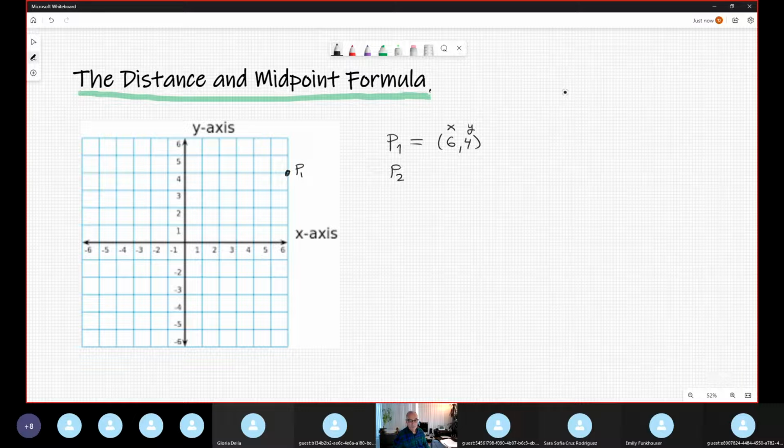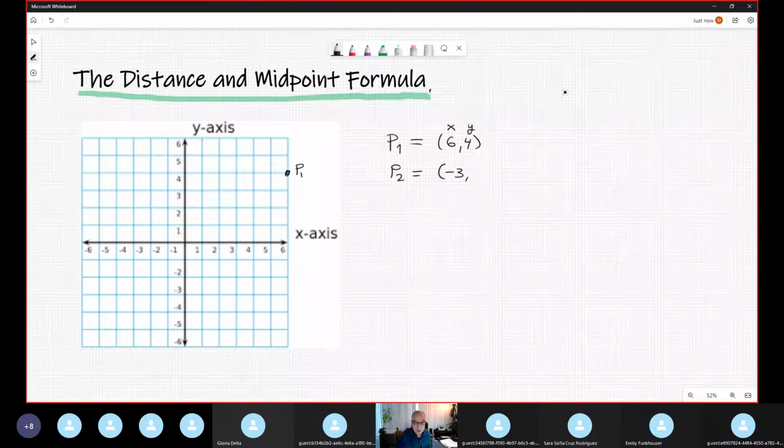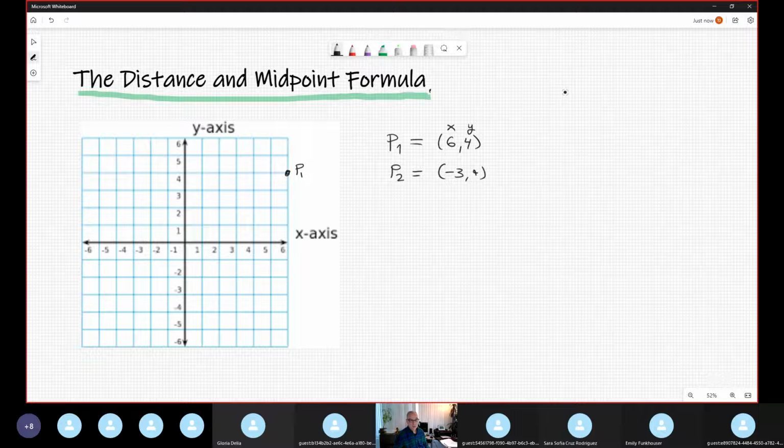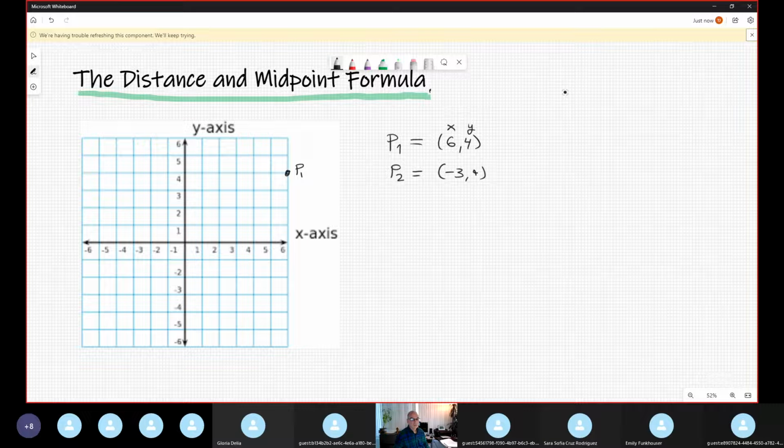P2, suppose, is (-3, 4) again. The minus 3 is on the x-axis, but in the opposite direction, to the left, and 4. 1, 2, 3, 4. (-3, 4) is here, P2. Same y component, but it's in the opposite direction.